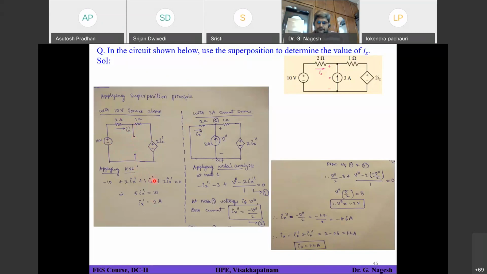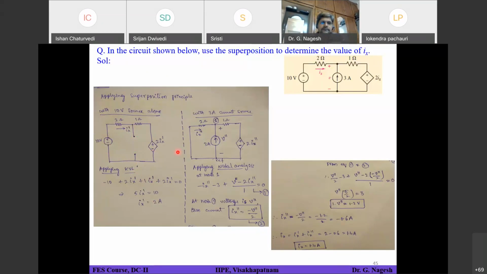Sir, excuse me, sir. If we have to find the current through the 1 ohm resistor, then sir, do we have to follow the same approach and find the current through the 1 ohm resistor, or is some other approach there? No, same thing. See, in stage 1, what is the current flowing through the 1 ohm resistor now?